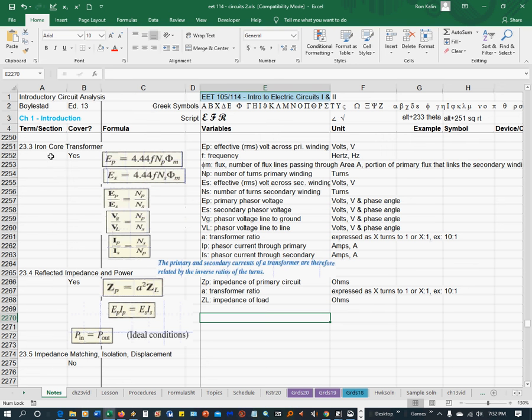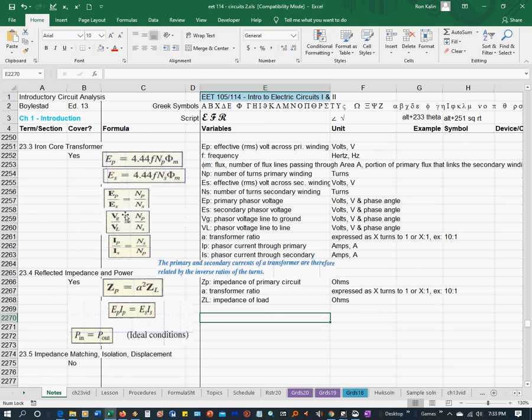So, in the third section, the iron core transformer, we have EP, the effective RMS voltage across the primary winding in volts, equals 4.44 times the frequency in hertz, times the number of turns in the primary winding, times phi sub m, which is the flux lines passing through area A. ES is the effective RMS voltage across the secondary winding in volts, and that's the formula for that.